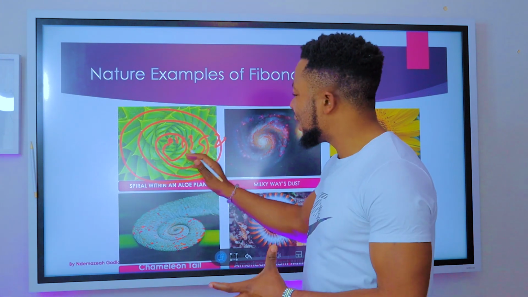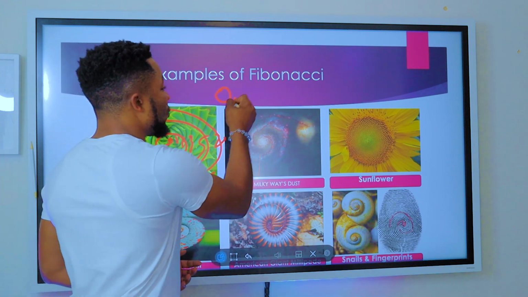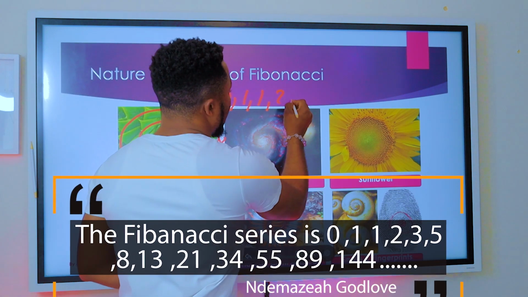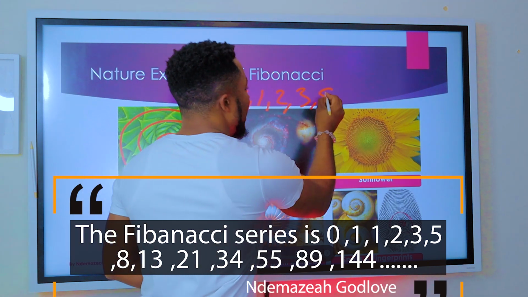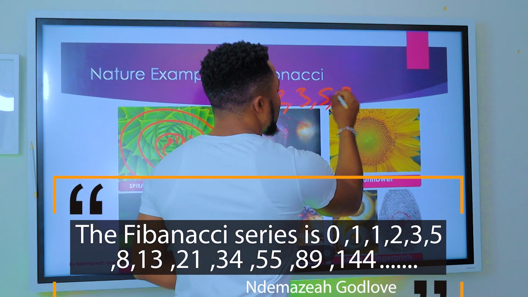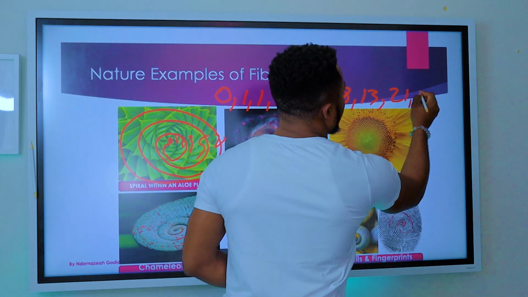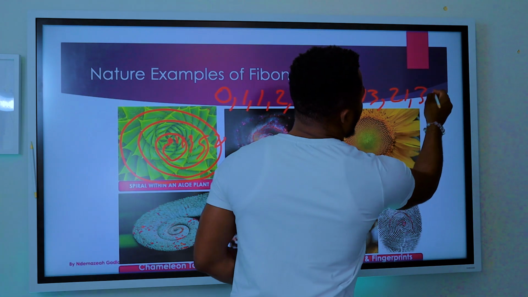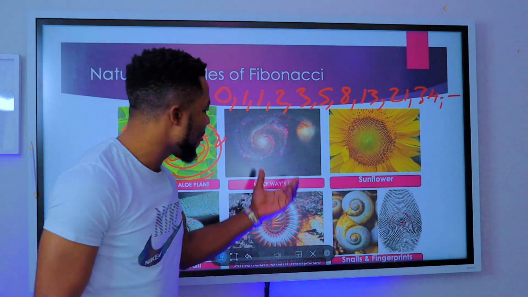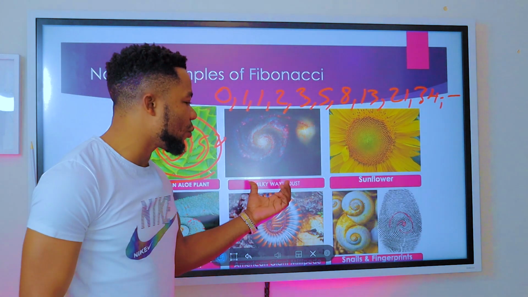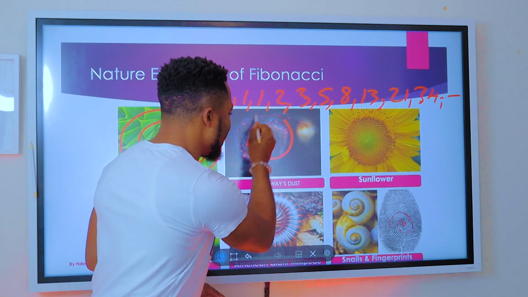That is just an example of the Fibonacci series, because remember the Fibonacci series started with 0, 1, 1, 2. You add this to this, you have 3, then 5, then 8, then 13, then 21, then 34, and so on. It's the same thing. Even the Milky Way, in geography, has the same spiral format.